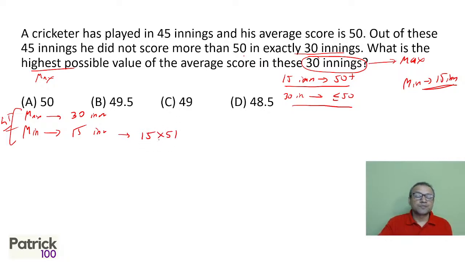15 into 51. How much will he score in the 30 innings? The total is 45 into 50, minus what he has scored in the 15 innings, which will be what he has scored in the 30 innings.